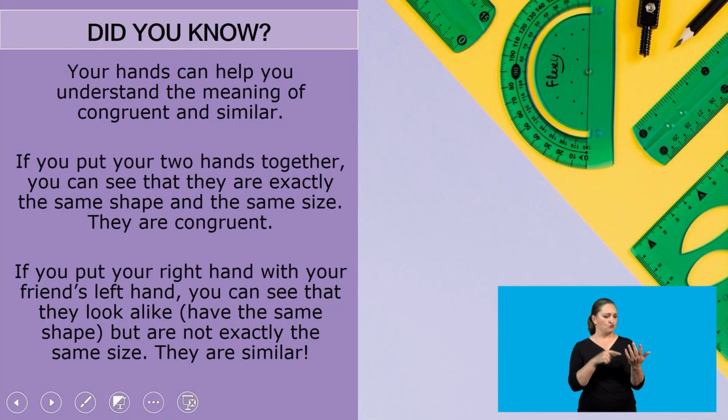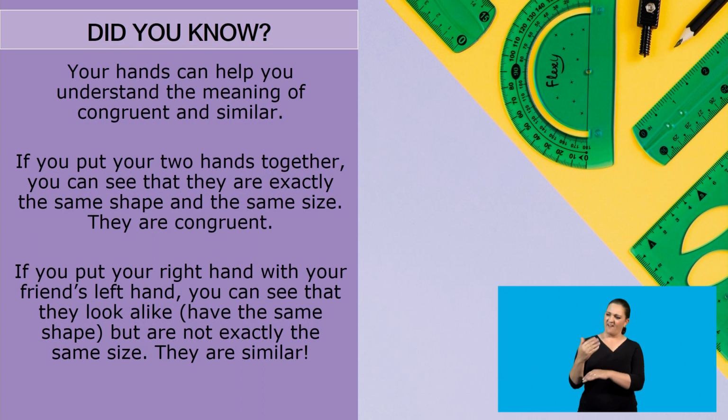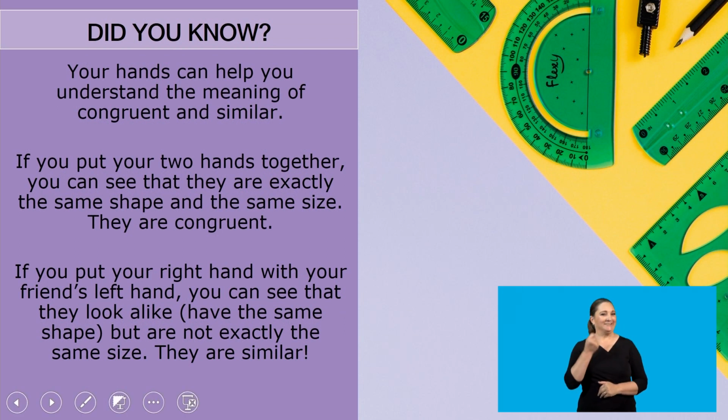So, did you know that your hands can help you understand the meaning of congruent and similar? If you put your two hands together, you can see that they are exactly the same shape and the same size. They are congruent. If you put your right hand with your friend's left hand, you can see that they look alike, meaning they have the same shape, but are not exactly the same. They are similar. Isn't that fascinating?